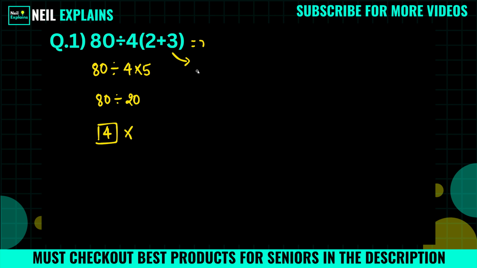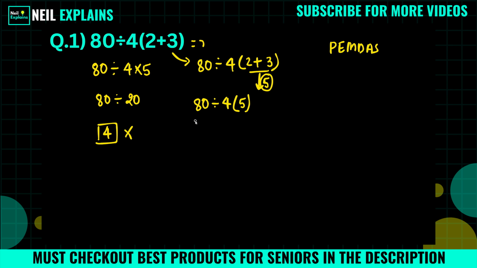We will solve it here. We will write again 80 divided by 4 times (2 plus 3). According to PEMDAS, first we have to solve this parenthesis part. So what is inside here: 2 plus 3, which equals 5. Okay, 5 here. So we will write again 80 divided by 4 times 5. This is nothing but we can rewrite as 80 divided by 4 into 5. So many do it like this, but what will be the right way?